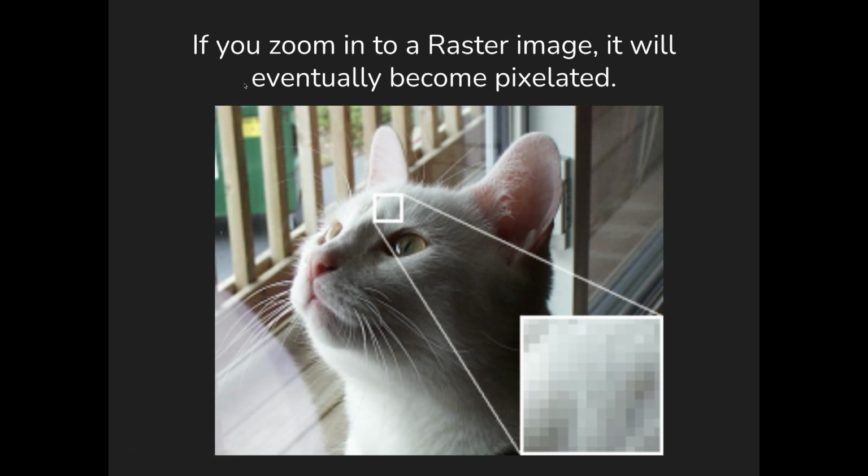If you zoom into a raster image, it will eventually become pixelated. So even if you have a large image that is high resolution, which means it has more squares, no matter what, it's going to be made up of tiny, tiny squares. So if we look at this image of these leaves here, when we zoom into the corner of the leaf, we see that we still have more of these colored squares that make the image up.